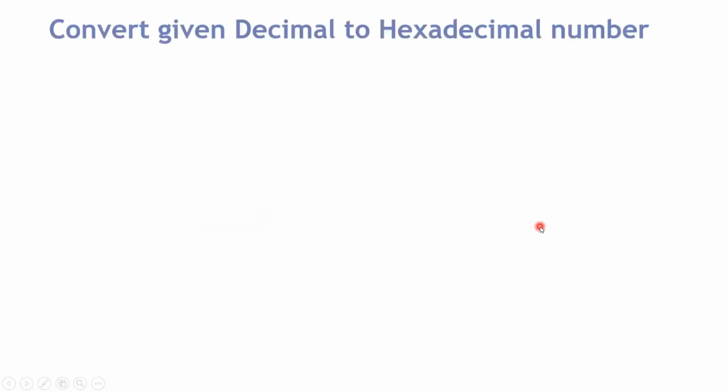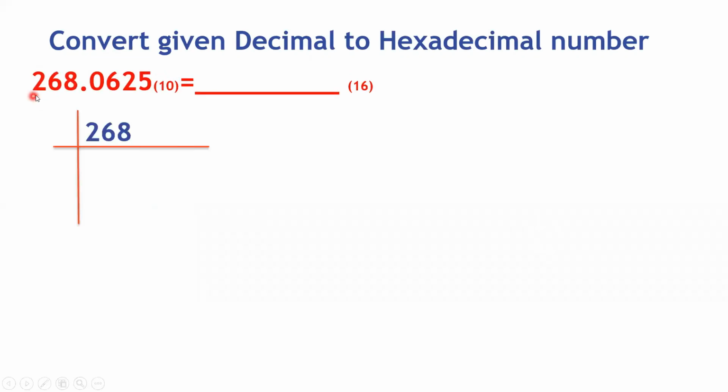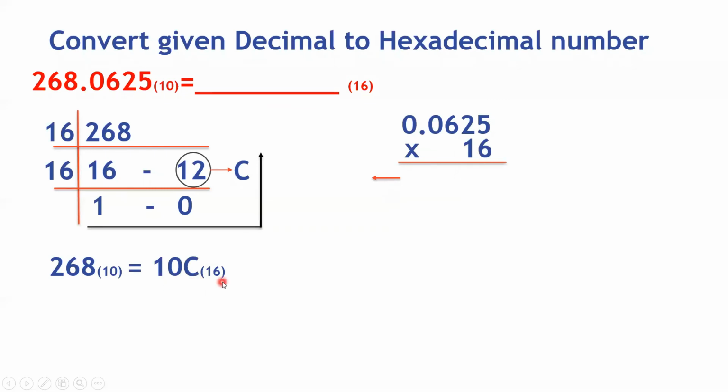Similarly, we'll take one floating point number and see how to solve it. Let us take an example of 268.0625 and try to solve. Already we have taken the integer, the same number, and divide by 16. 16 16s are 256. Remainder is 12, so 12 we have to write as C. Now 16 is there, we can still divide. 16 ones are 16 and then remainder is 0. So we can write 268 base 10 as 10C base 16.